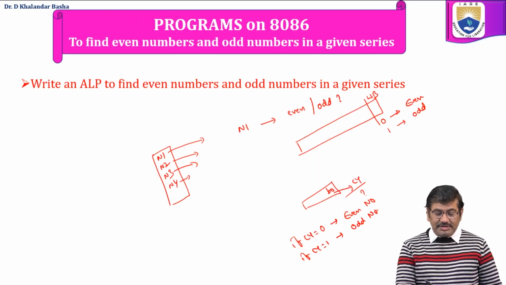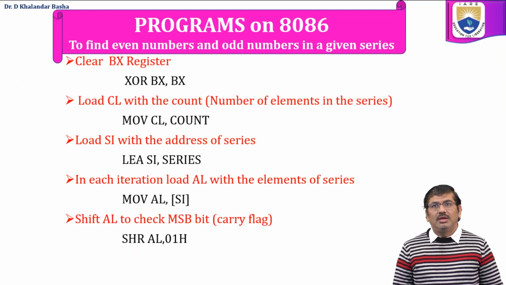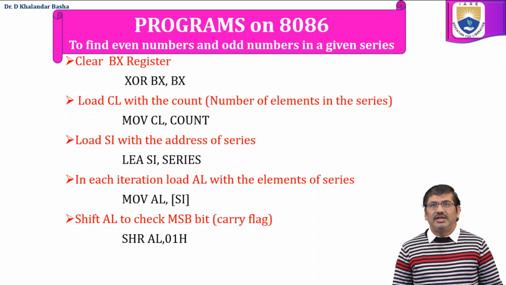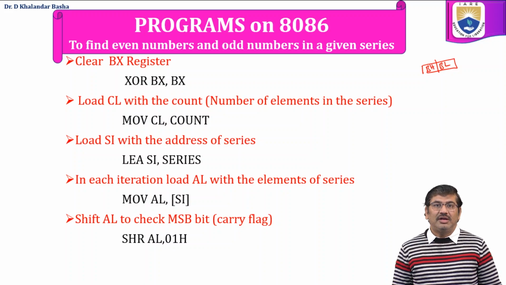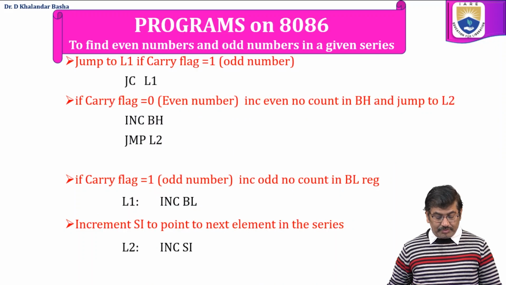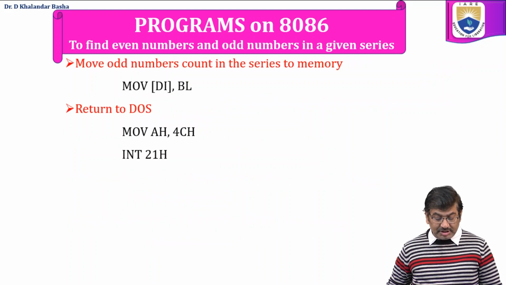In the data segment, let us assume I have 4 numbers, so how many numbers we have to check, we write as a count. Now coming to the program. First we will clear the BX register. The purpose of the BX register is that one register will be allotted for even numbers and another register for odd numbers. As BX consists of 2 registers, BL and BH, even count we are placing in the BH register and odd count in the BL register.